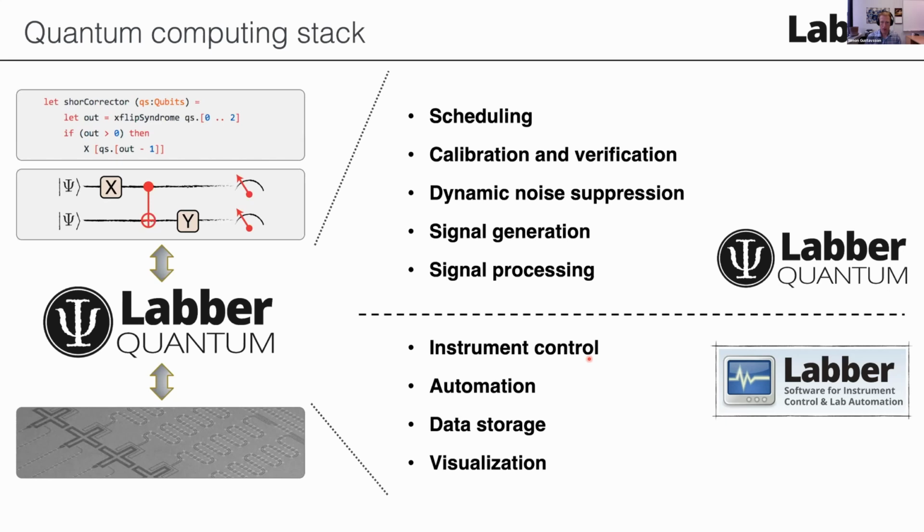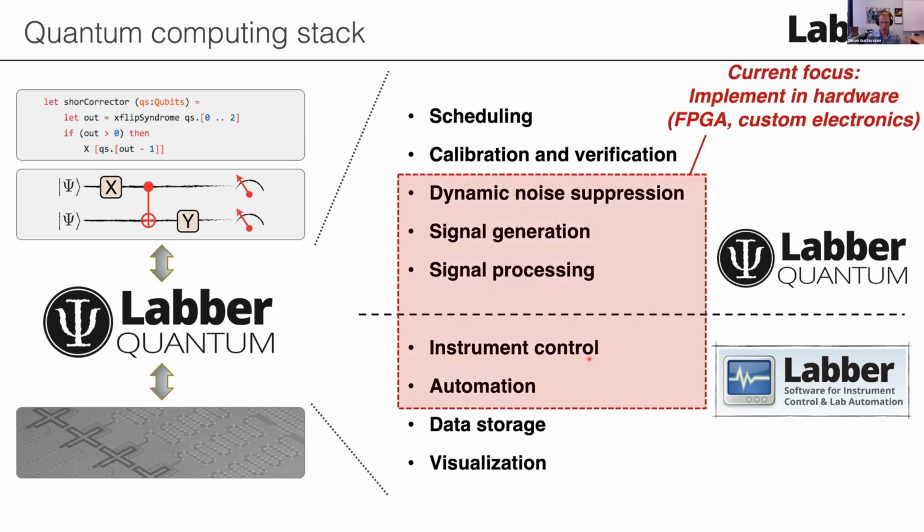Our current focus is to move some of these parts from software into hardware. So essentially, we want to put as much as possible of this signal processing and generation and noise suppression away from software onto custom hardware, for example, FPGA or custom electronics. This will allow experiments to be sped up and also to enable users to implement things like feedback or quantum error correction.